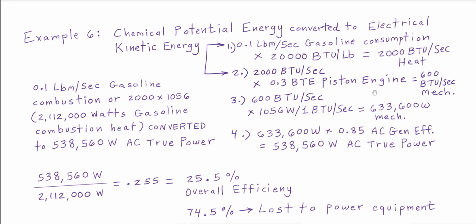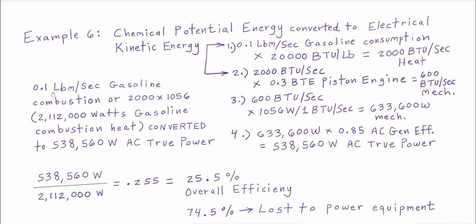This would be like an 850 brake horsepower piston engine being powered on 0.1 pounds per second gasoline consumption, and that would take 1 minute to burn an entire gallon. But the result is you get 538.6 kilowatts of AC electrical true power, which is a lot of power. Power an entire neighborhood off this one engine.